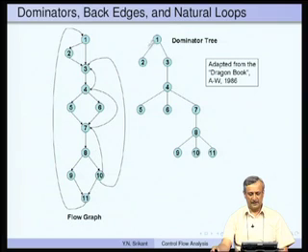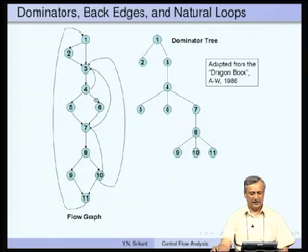The dominator tree is shown here. 4 dominates 9 and so on and so forth. We just look at the path starting from the start node and then we go on to that particular node. If it is traversed in every path, then it is dominated by that particular node.